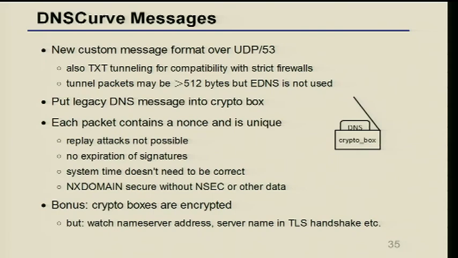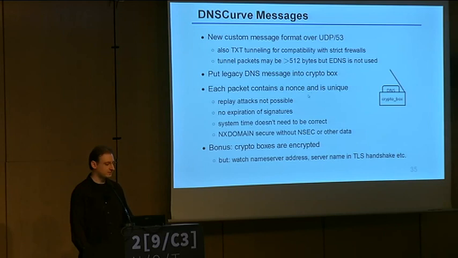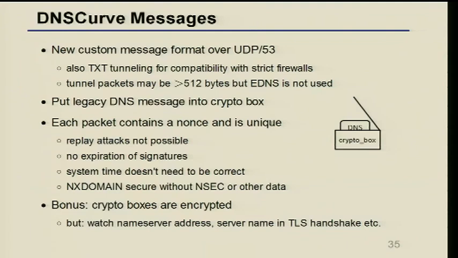And DNSCurve works the following way. It puts the legacy DNS message, the unchanged DNS message, into a crypto box. And this crypto box is encrypted and signed, and it is now part of a packet. This packet contains a nonce, a random number used once, and this packet is unique. So what does this mean? Because the packet is unique, you have no validity periods. It is read once, and then it is forgotten. Replay attacks are not possible this way, when the nonce is really unique.